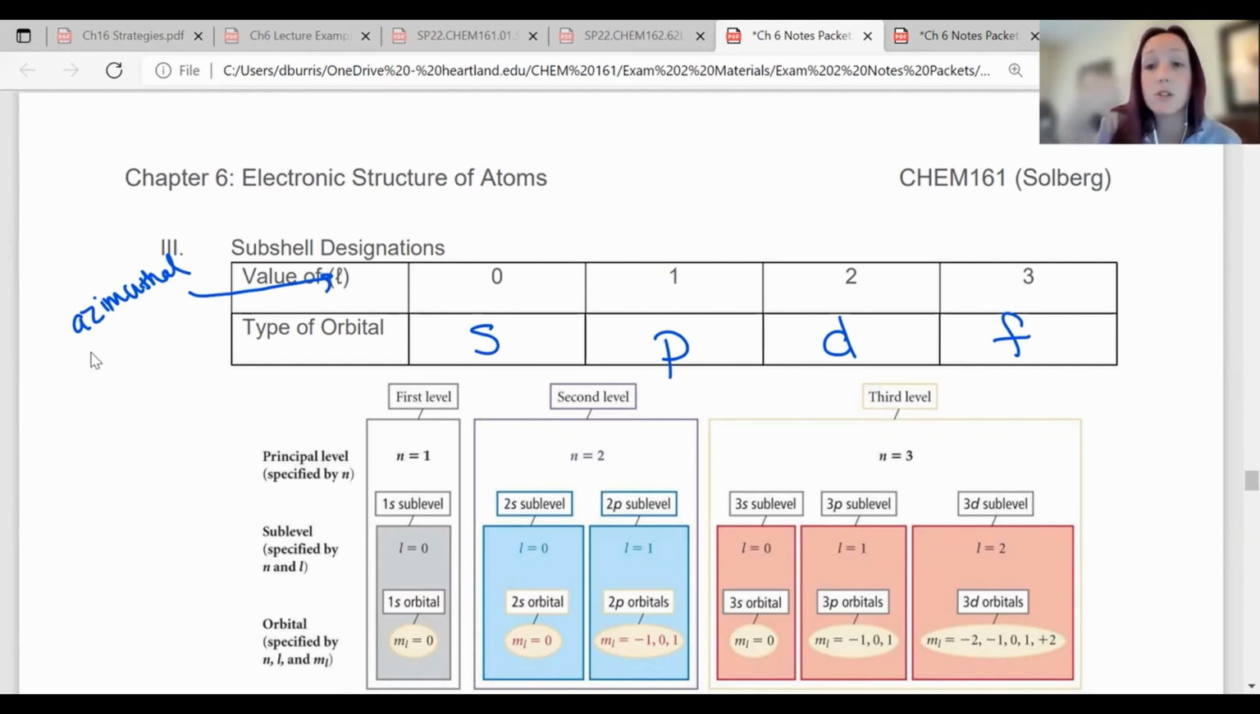Do they have to be all lowercase? Yes, they do. Good question. All lowercase. They do have meanings, like why they're S, P, D, and F based on their shapes, but you don't have to know what those are. S is S because that one is spherical shaped.